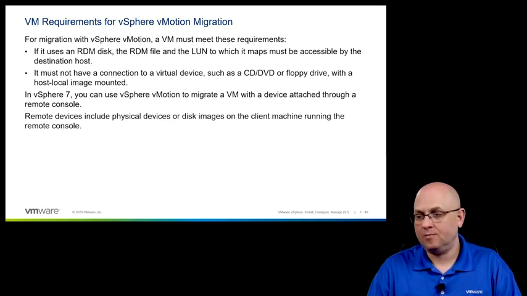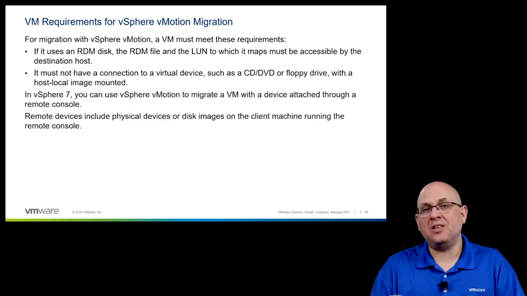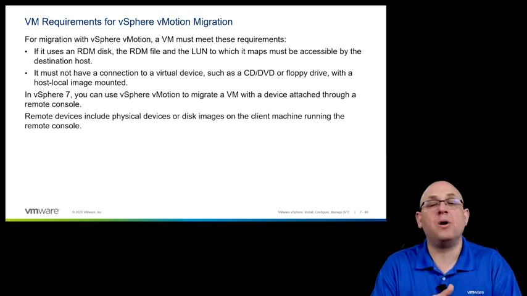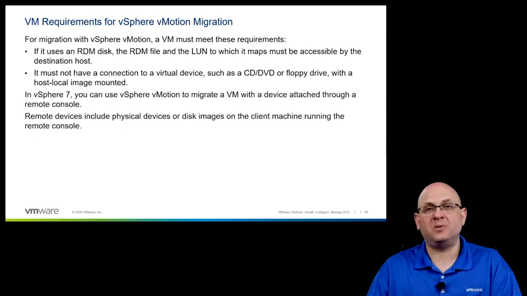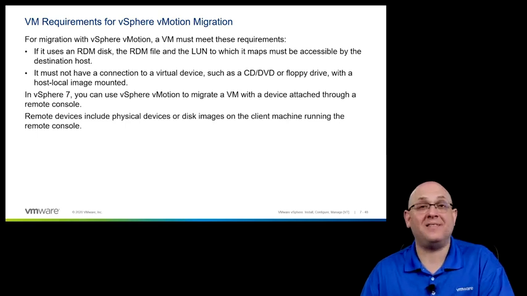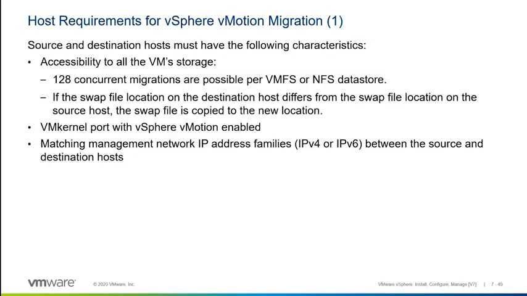Now, in vSphere 7, you can use vMotion to migrate a VM with a device that is attached through the remote console. So if on your laptop, for example, you have a USB device that is actually attached to the VM, you can still vMotion that VM. So those were all the requirements for the virtual machine itself.